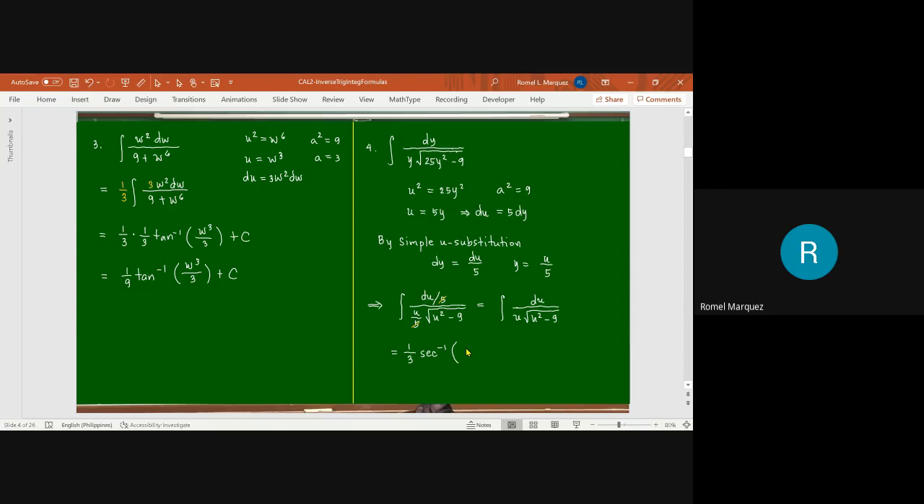What is u? So u over a. u over 3. But what is u, guys? Ano bang u natin? 5y. Yan. So we have 5y, no? So 5y over 3, no? Ito. Just copy the denominator. u over a. So that is adding to it c. Okay? Did you get that, guys? Can you follow? Yes po.